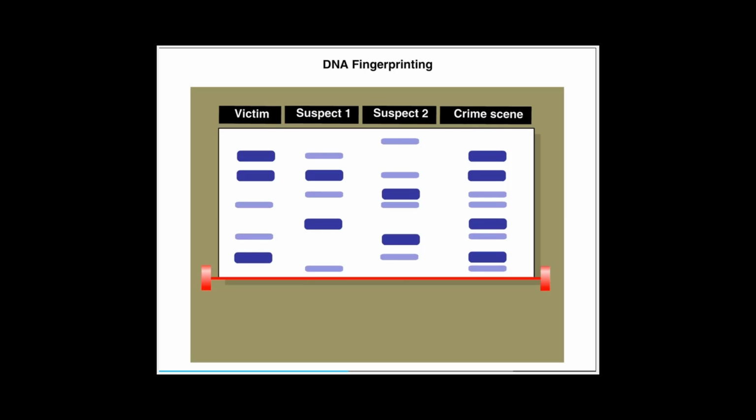Let's compare the DNA fingerprint of each suspect to the blood samples we found at the crime scene to see if there are matches. We can also compare these results to the DNA fingerprint of the victim to make sure the crime scene sample isn't just from the victim herself. Suspect 2 may be a suspect, but this evidence would not hold up in court.